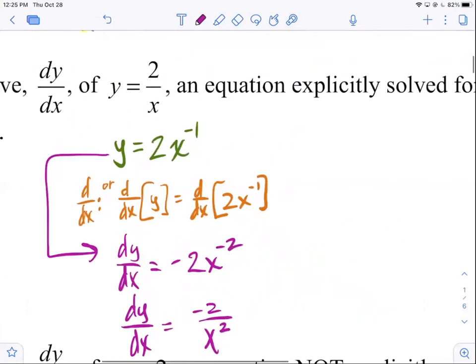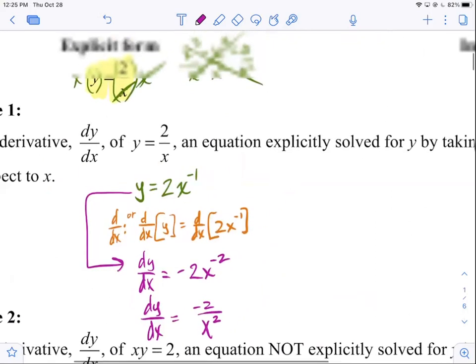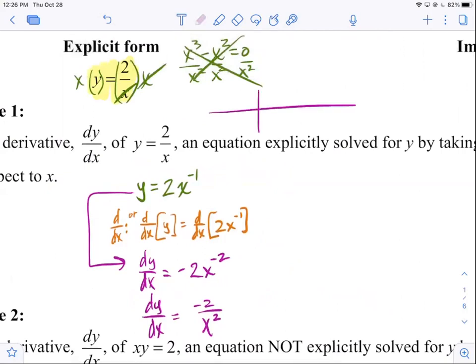Boom. So again, notice that our original function 2 over x is undefined at 0. And if it's undefined at 0, so should the slopes be. Look at the derivative equation. Is it undefined at 0? It is, right? Let's look at the graph of 2 over x real quickly here.